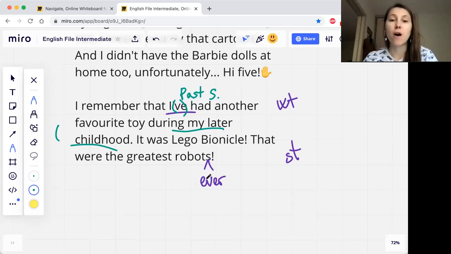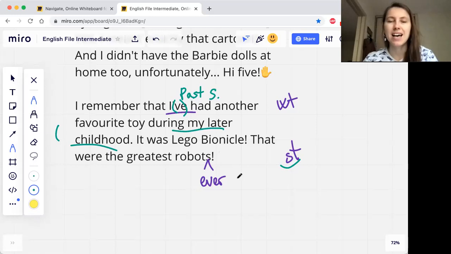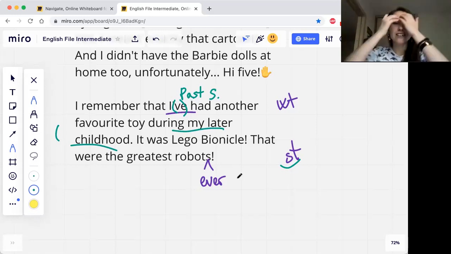That were the greatest robots. Here I put style. I would just intensify and say the greatest robots ever. Okay, so just to intensify this moment. But without ever, it's still a great sentence. So don't worry about that. I think that was it for today.